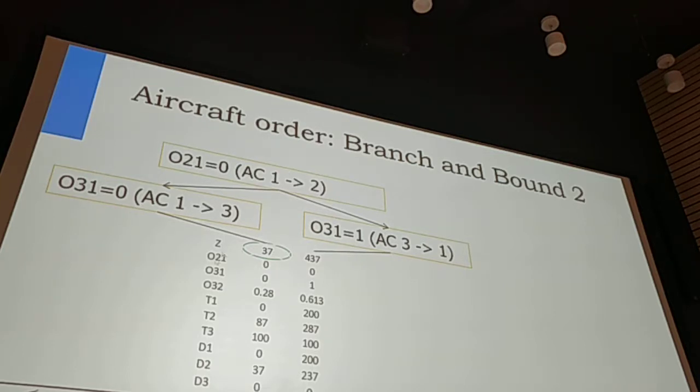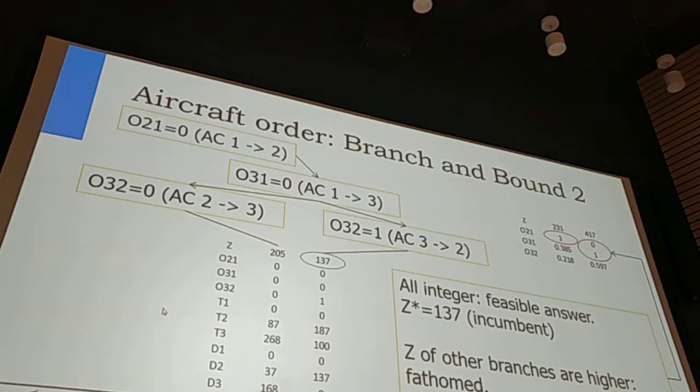Again, 37 is the more interesting value, so what we look at now is the order of 3, 2. What is the order of 3, 2? If that is actually 0, in that case we get an answer which is 205. But if we take the order 3, 2 as 1, and then we solve it, then of course now all our binaries are, we get a fully integer or binary solution. In this case we get 137, this is a lower value.